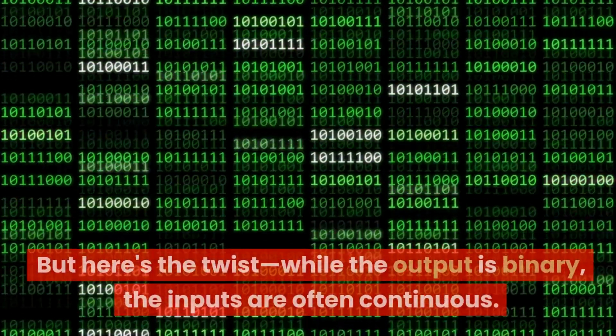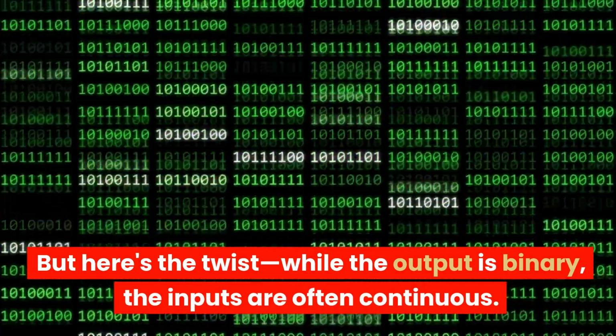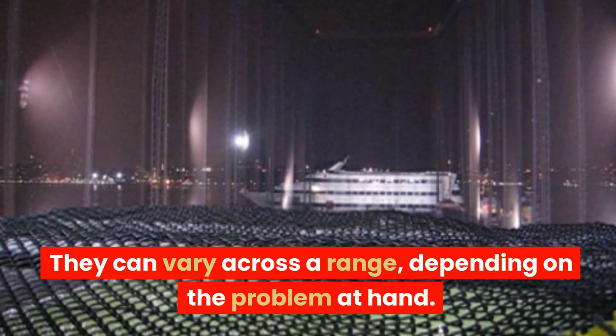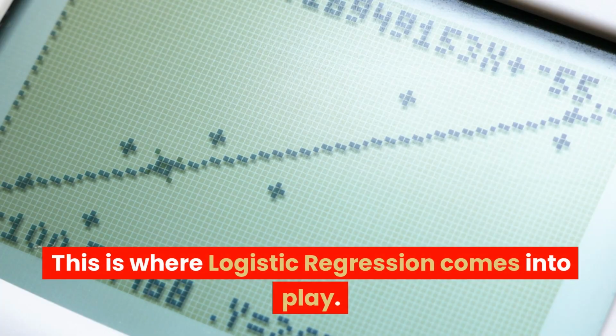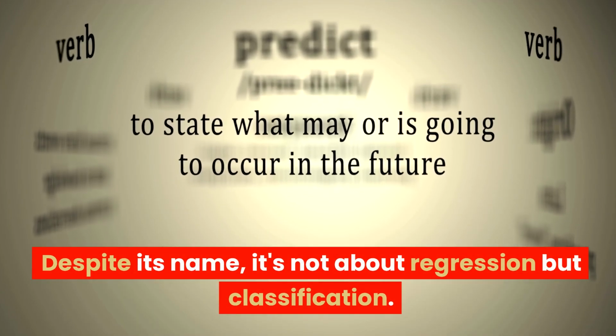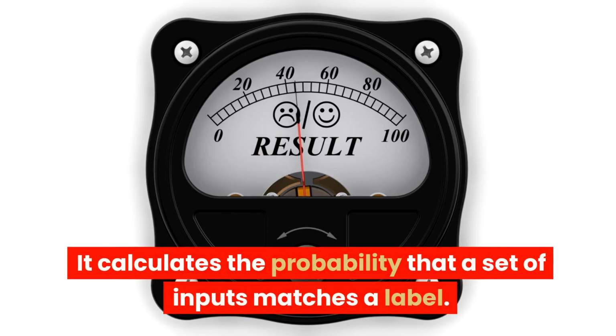But here's the twist: while the output is binary, the inputs are often continuous. They can vary across a range, depending on the problem at hand. This is where logistic regression comes into play. Despite its name, it's not about regression but classification. It calculates the probability that a set of inputs matches a label.